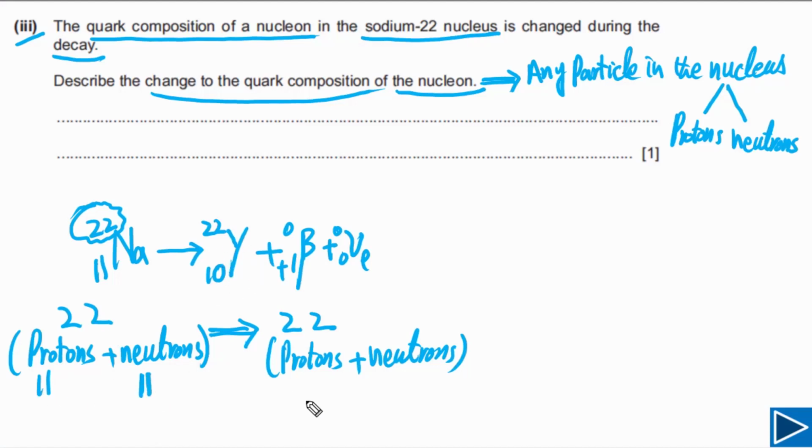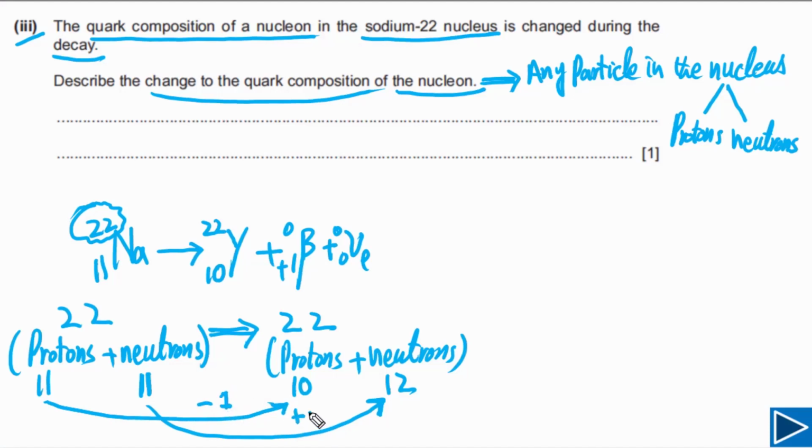But if you look at this daughter nucleus, it has atomic number 10. It means it has only 10 protons. So neutron number in this case is 12. So we can see the neutron number is increasing, and the proton number is decreasing. So we have minus 1 here. So it simply means that in this case, one proton changes into neutron. So we can simply write down, in this case, one proton decays into neutron.